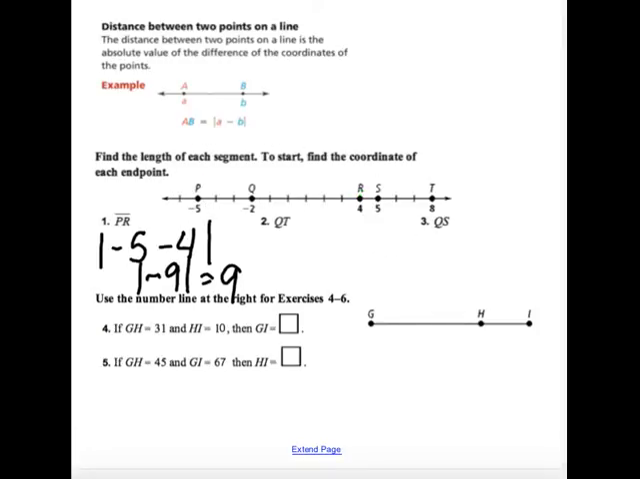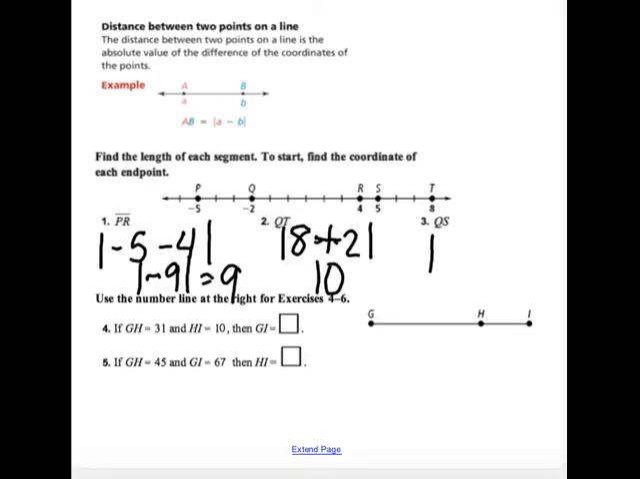If I find the length of QT, Q is at -2, T is at 8. Let's go the other way this time. Absolute value of 8 minus -2. Well, I know 8 minus -2, minus a negative is like a plus. 8 plus 2 is 10. 10 is already positive.